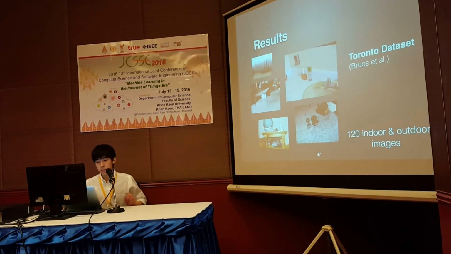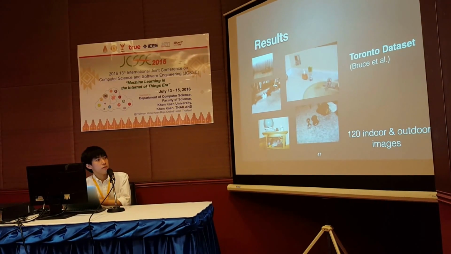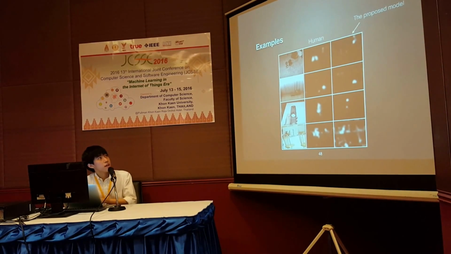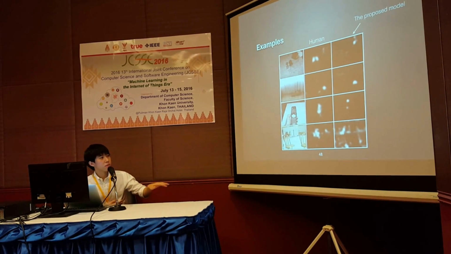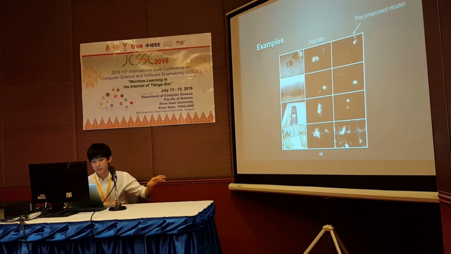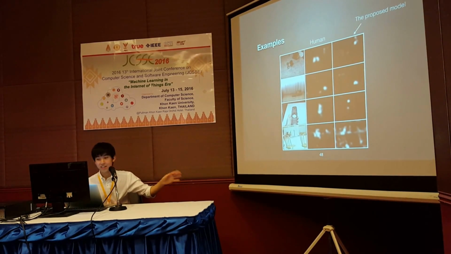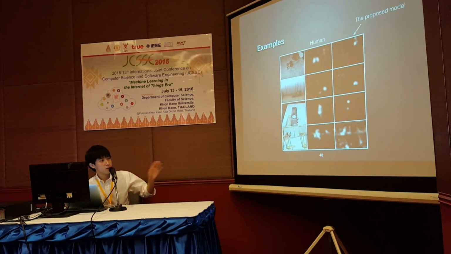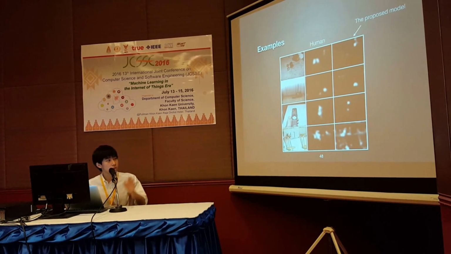And for the results, we did experiments on the Toronto dataset by Bruce, and it consists of 120 indoor and outdoor images. This is some of the results from the proposed model. One weakness is shown in the bottom row. The shape has many corners, so our model simply assigns a lot of corners as saliency. But in the rest, the results look similar to the human fixation, which is shown in the center row, center column.